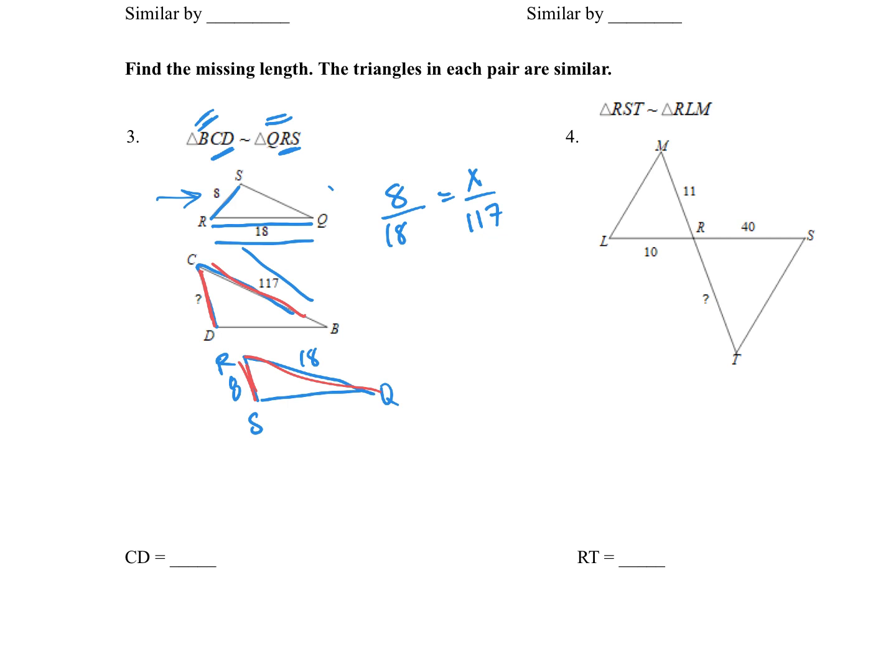So then I'm doing 8 times 117. So that's 936 and 18x from over here. And then I'm going to take that 936 and divide by 18. And I'm going to get x is 52.